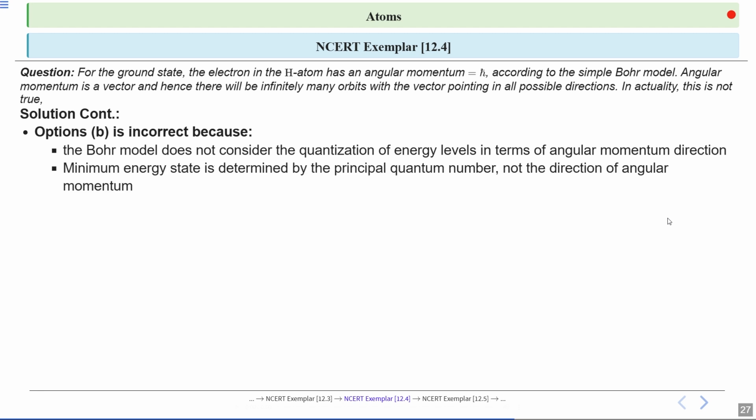It's also important to remember that the lowest energy state or ground state is determined by the principal quantum number, which we call n. The direction of angular momentum doesn't affect the energy in the Bohr model.